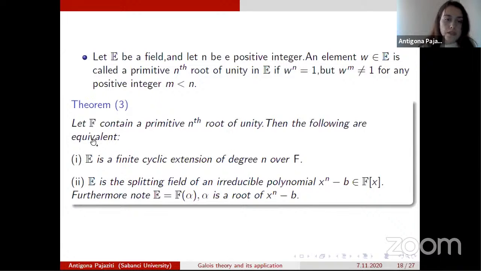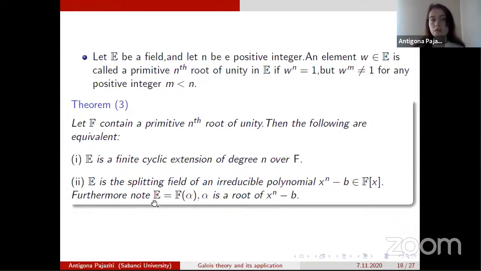The main theorem of the cyclic extension is this one. It says that if F contains a primitive nth root of unity, then the following are equivalent. One, E is a finite cyclic extension of degree n over F. And two, E is the splitting field of an irreducible polynomial x to the n minus b in the polynomial ring F adjoin x. Furthermore, E is generated by F and alpha, where alpha is the root of x to the n minus b. So them being equivalent means that 1 implies 2 and 2 implies 1.